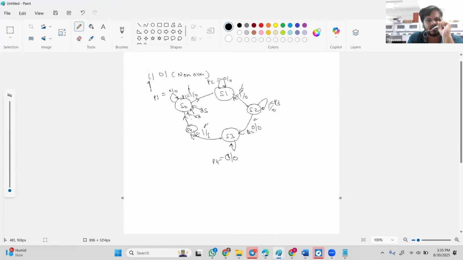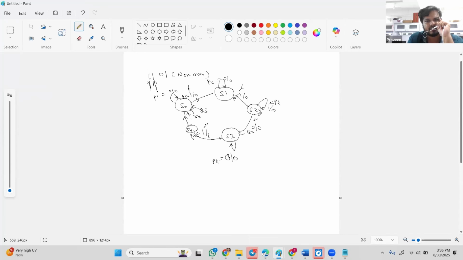And when P2 will be 1, then we will reach S2 because we need 1. So we have to process for 1 only. And for S3, I kept P3 variable for when it will be S1, is it correct? Yes, for S1 we needed one now. So here one we are moving forward.